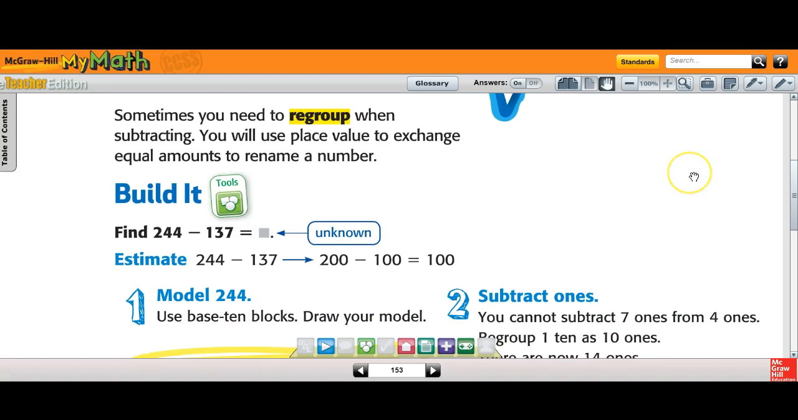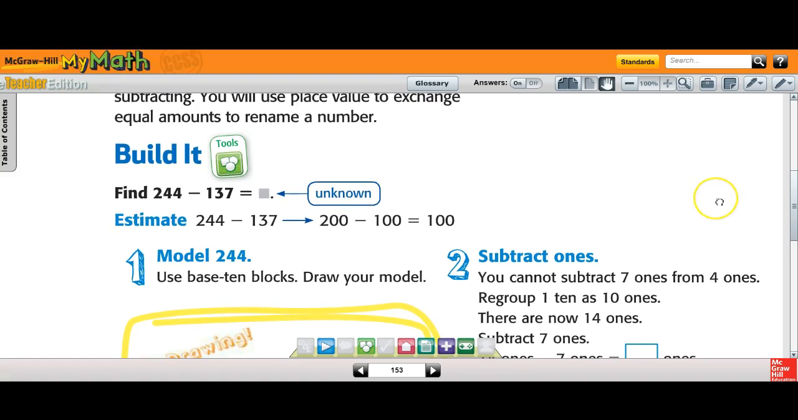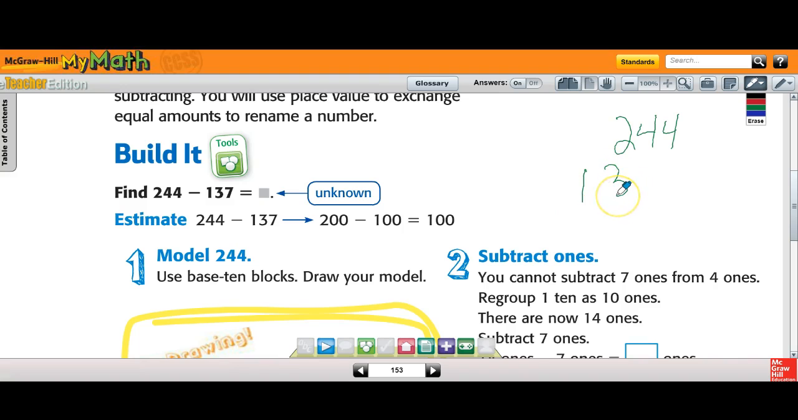Let's do the example that they give us. It says find 244 minus 137. That's what it asks me. You can do that. Okay. So we're going to do this. Subtract 244. Here's 244 minus 137.